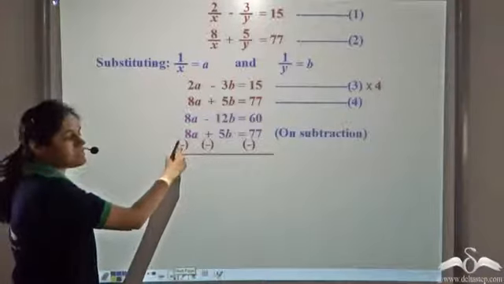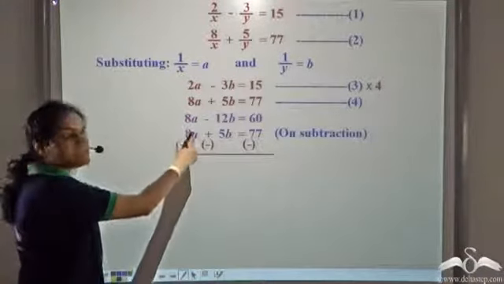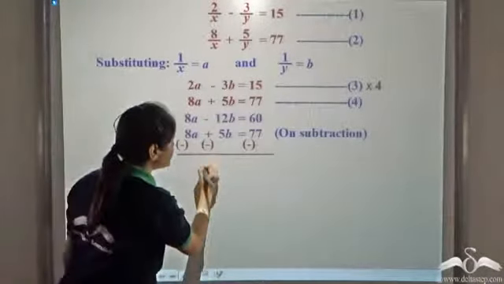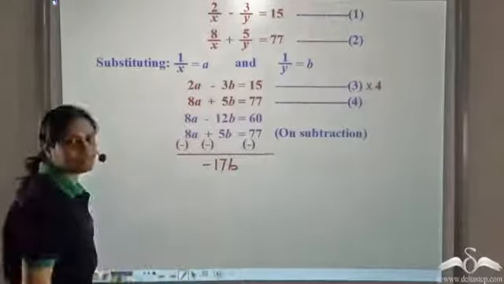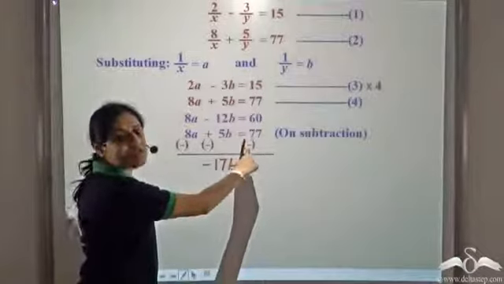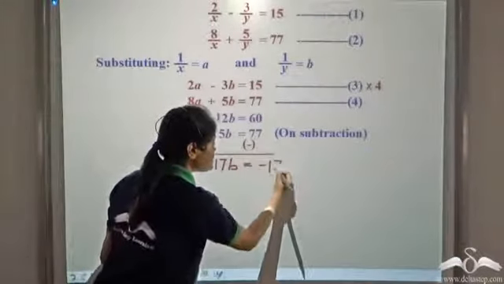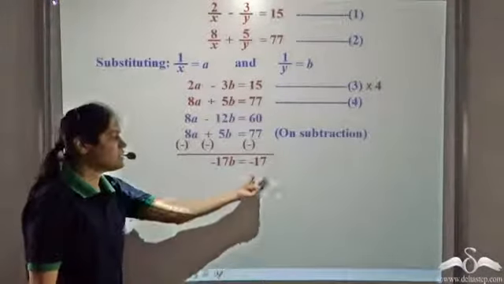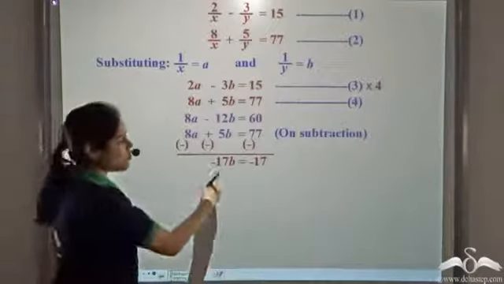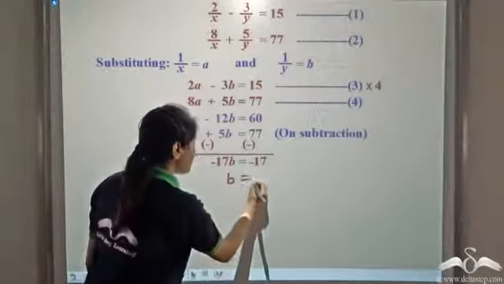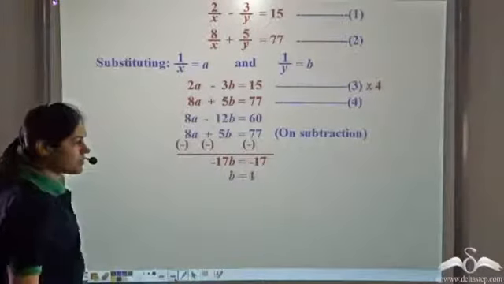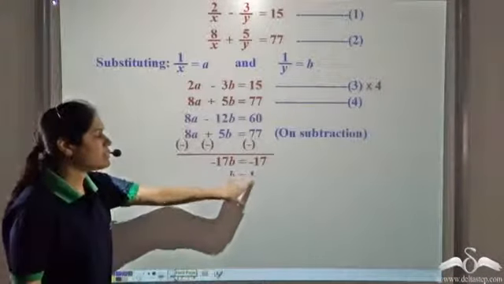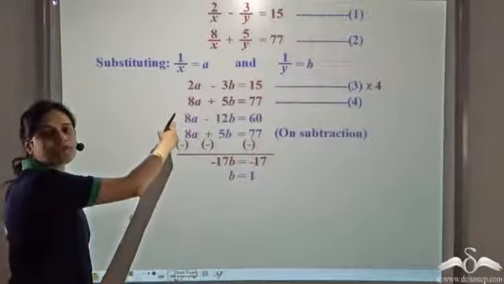Now 8a, consider this sign. 8a minus 8a gives us 0. Negative 12b, negative 5b gives us negative 17b. 60 minus 77 gives us negative 17. So this is what we have. Negative 17b is equal to negative 17. Now solve for b. This gives us b equal to 1. So we have got the value of b. Now we can easily get the value of a by putting this value of b in any of these equations.